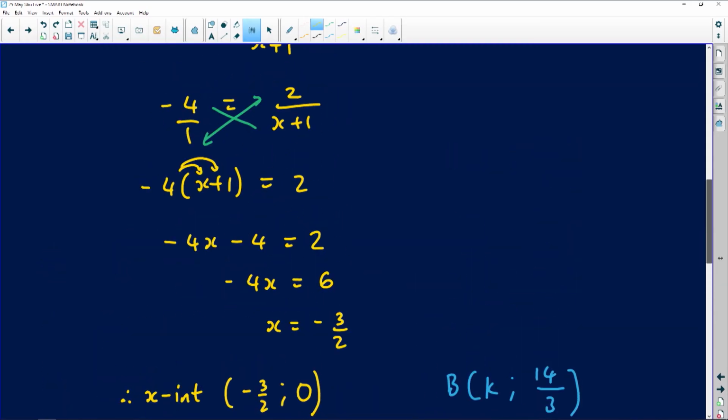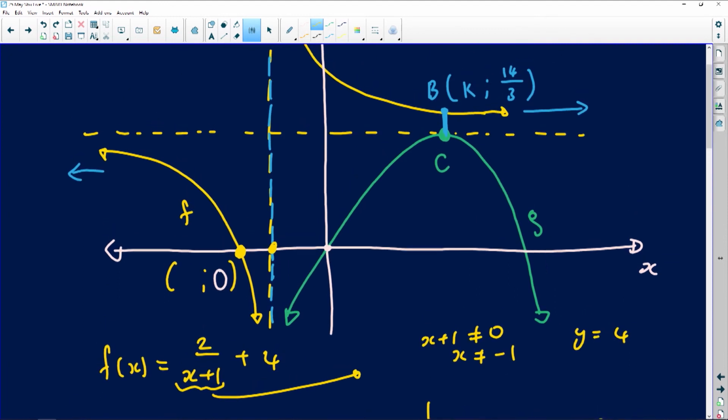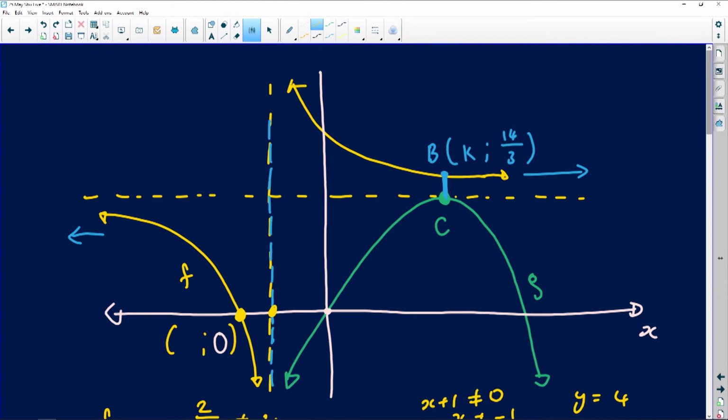What is C? C is the turning point of which graph? Of the parabola. Right. Okay, let's go back to the sketch and try to analyze this from the drawing that you're dealing with. So we want the coordinates of C. We just want to know what the coordinates of C are. Now, we were told that BC is parallel to the y-axis, right? Parallel to the y-axis. What does that mean, right?